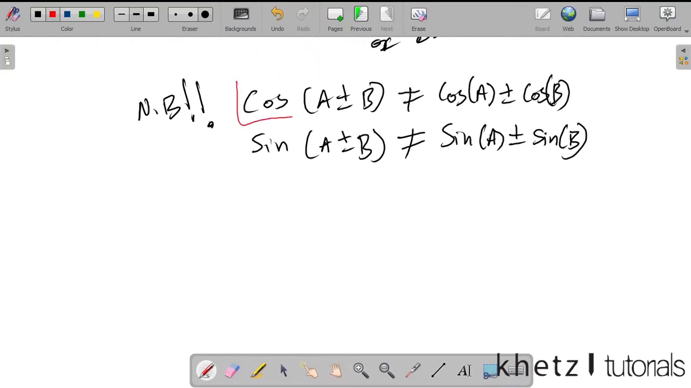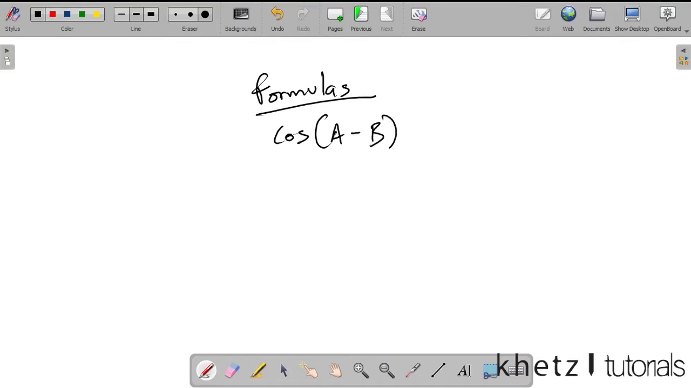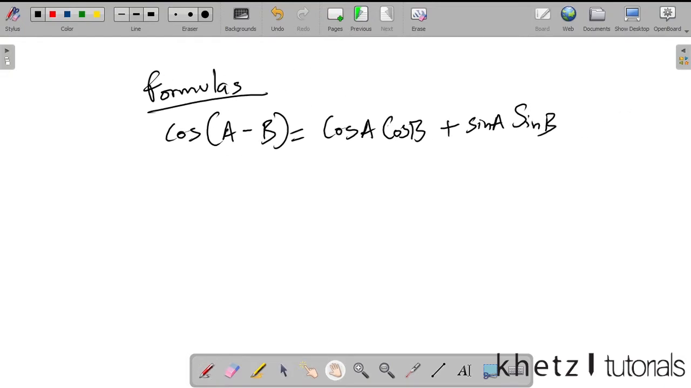We have proven formulas for this part, and we have proven formulas for this part. The formulas are as follows. These are the compound angle formulas. We have cosine of A subtract B equals cosine of A cosine of B plus sine of A sine of B. This is the first formula with respect to cosine.